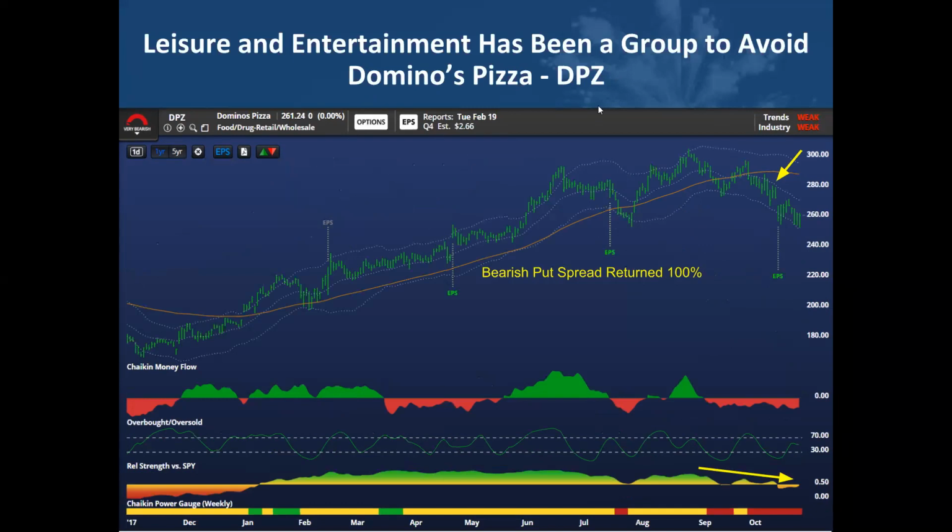Another name, this was one that we identified recently, same group, same process. Another name that you all know, Domino's Pizza. What's been happening here is the relative strength has been waning as investors have been coming out of these names, and it finally went bearish. It started to underperform the market recently, but as it was waning, we could see that money flow was negative, and when the stock became overbought, I identified it as a bearish idea and again suggested a way to take advantage of that using put spreads. Our bearish put spread on Domino's returned 100% when they came out with earnings that disappointed the street, and the stock gapped down about 7% on the day. So there's the process again, just in reverse.